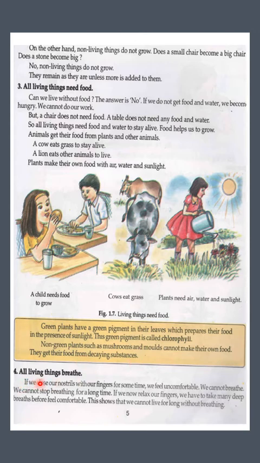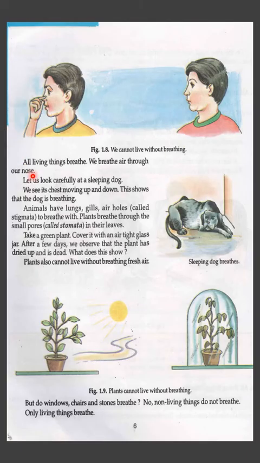The fourth point: all living things breathe. If we close our nostrils with our fingers for some time, we feel uncomfortable. We cannot breathe. We cannot stop breathing for a long time. If we now relax our fingers, we have to take many deep breaths before we feel comfortable. This shows that we cannot live for long without breathing. All living things breathe. We breathe air through our nose.